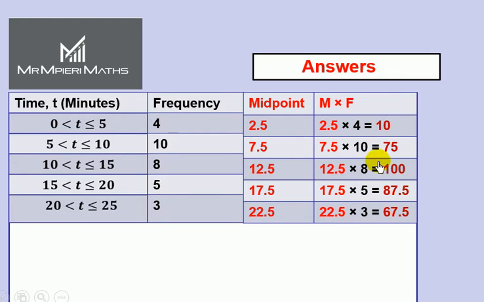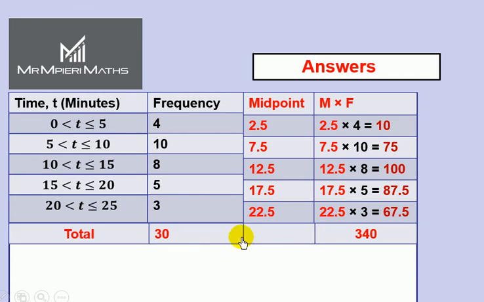Now, you need to add up the total of the midpoint times the frequency. I need to add up the total for the frequency as well. So what we've done here is we added this column, midpoint times frequency, that gives me 340. And then I add the total of the frequencies, that gives me 30. Now the estimated mean will be 340 divided by 30. So that is the estimated mean, 340 divided by 30, and that will give you 11.3 to 1 decimal place.